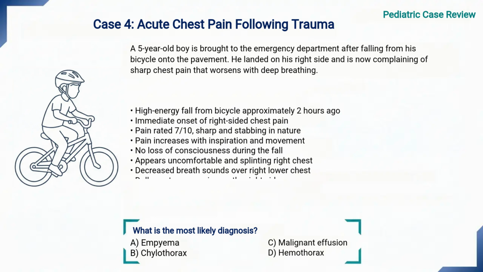Computed tomography of the chest shows right-sided pleural effusion with no visible lung laceration. Pleural fluid appears bloody on thoracentesis. Vital signs show heart rate 110 beats per minute, respiratory rate 28 breaths per minute, blood pressure 95 over 60 millimeters of mercury, and oxygen saturation 94% on room air. What is the most likely diagnosis?